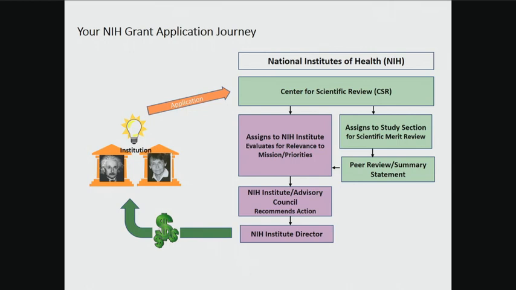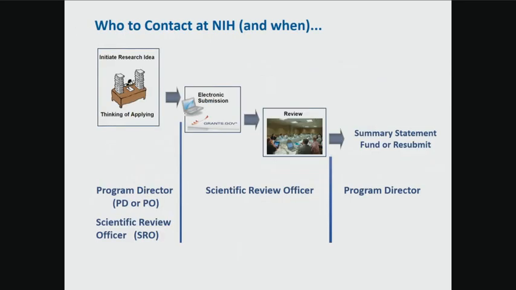So it gets assigned to a study section. That's where peer review occurs. They generate a summary statement which has your critiques in it. I also get a copy of that summary statement. And then if things go well, it goes through our advisory council, which we call the second level of peer review. And if everything goes great, you get the money, and everybody lives happily ever after till your renewal.